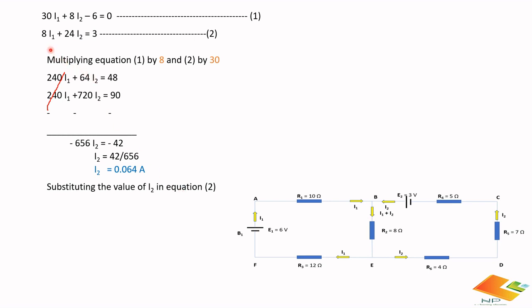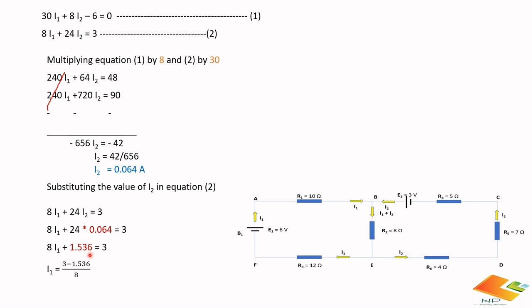Okay. So next we will substitute this value in equation number 2. What is the equation number 2? 8 I1 plus 24 I2 is equal to 3. Now we substitute the value of I2 in this equation. Okay, so 8 I1 plus 24 multiplied by the value of I2, 0.064, is equal to 3. Now 24 multiplied by 0.064 is 1.536. Okay, so the equation is 8 I1 plus 1.536 is equal to 3.